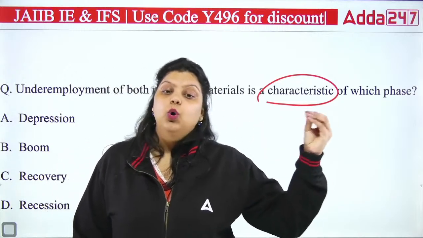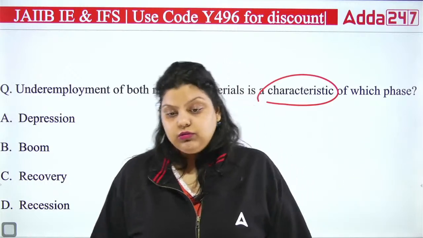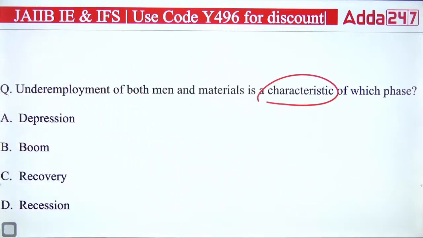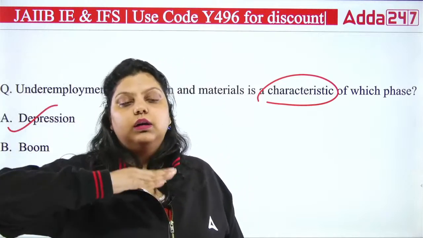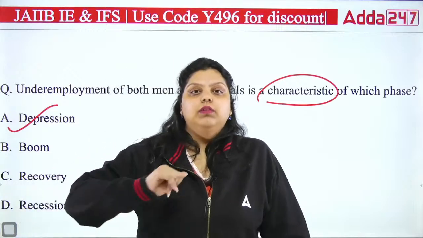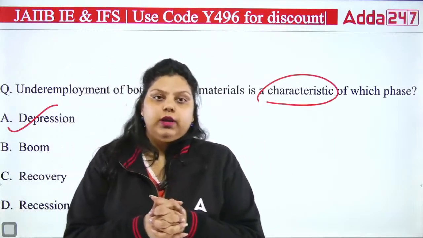You have more capability of performing, but you have to settle for less. That is underemployment. So the underemployment of men and material both is happening. Where does this happen? Depression, boom, recovery or recession? It happens in depression. Depression is a phase where, as I told you, the economy has reached the lowest level. That's the depression we are talking about.